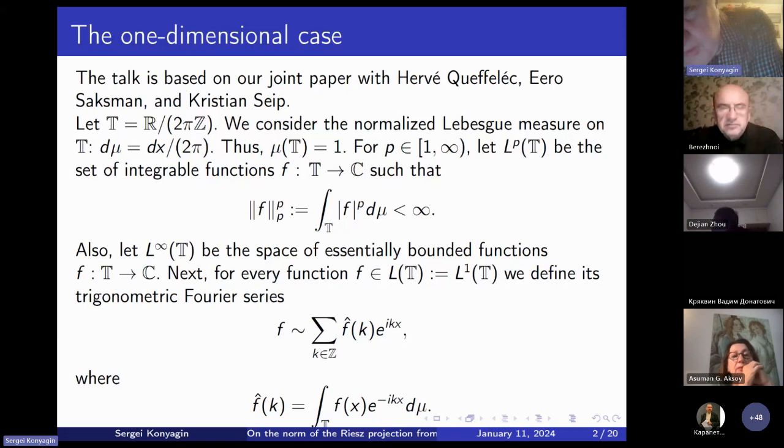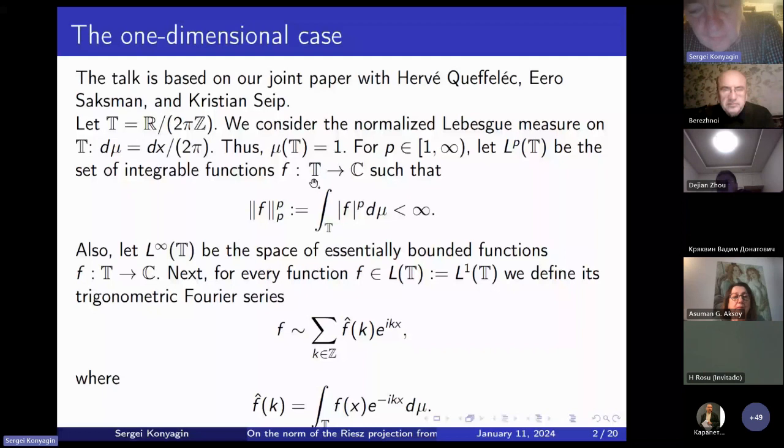We take p from 1 to infinity; first, we don't include infinity. For any p, we can define by the standard way the space L^p of T. We'll consider complex valued functions, so all functions map T to the set of complex numbers. L^p of T is the set of integrable complex valued functions f defined on T such that the L^p norm is finite. The L^p norm is a non-negative number defined by this equality.